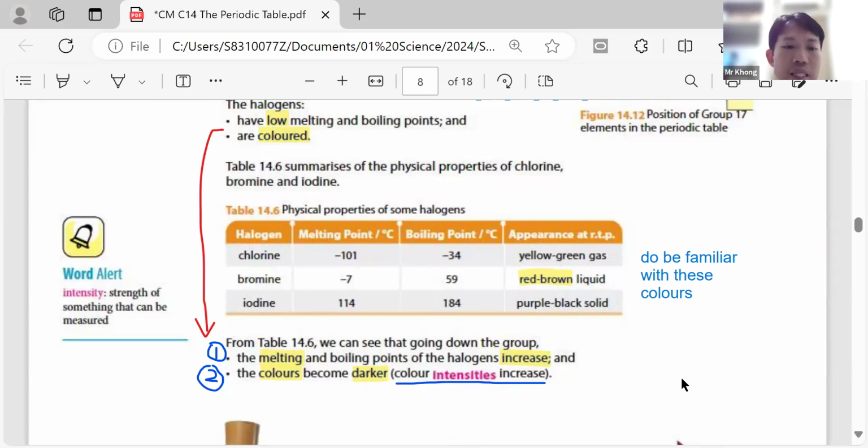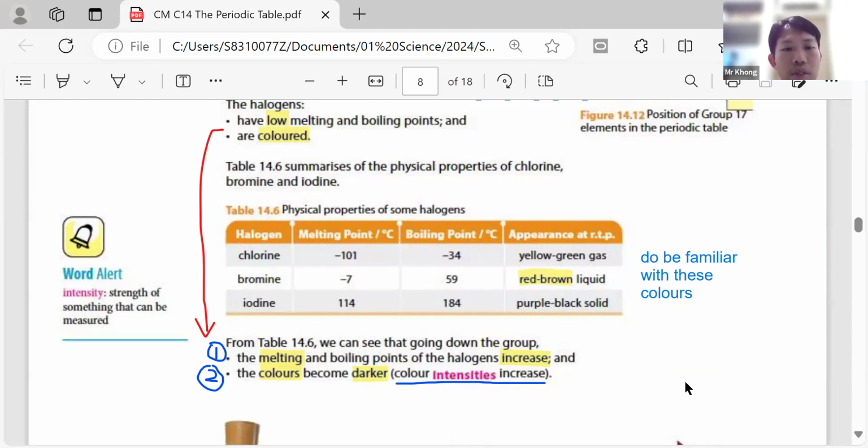So what I mean by the colors become darker is this. Chlorine, which is the second halogen, is a yellow-green gas at room temperature and pressure. But the next halogen, bromine, is now a red-brown liquid. And again, the next halogen, iodine, has become a purple-black solid. So you can see two things. Number one, you can see that the appearance in terms of color has become darker, so from yellow-green to red-brown to purple-black. And at the same time, you can also see that the physical state has changed, from chlorine, which is a gas, to bromine, which is a liquid, and iodine, which is a solid.